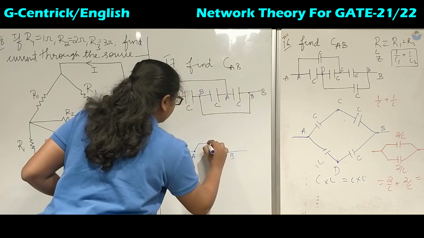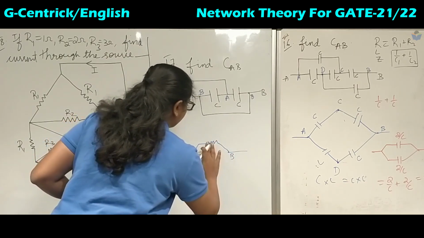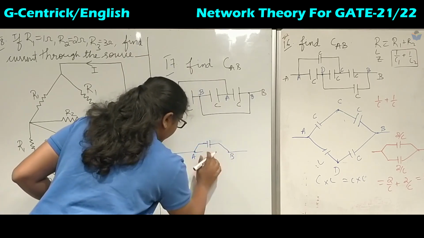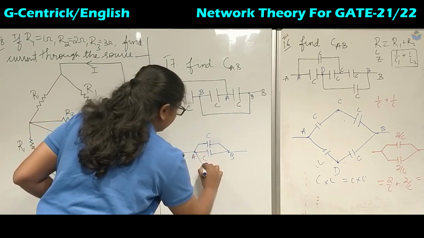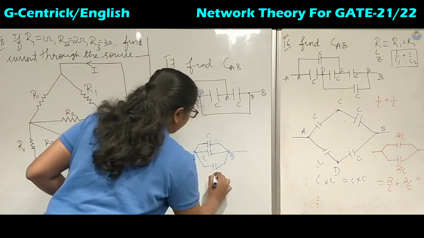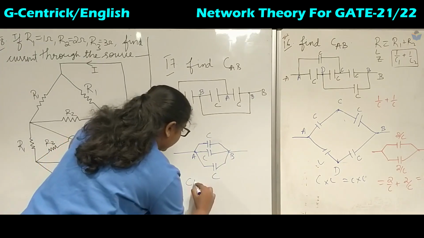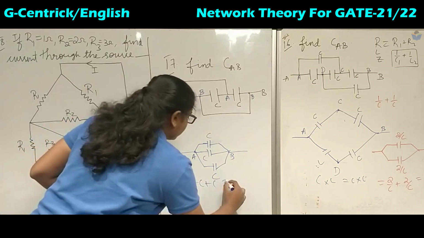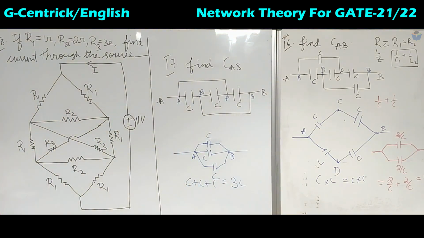Here, this is a resistor, we have to draw a capacitor. So this is C, C and again C. Now these three are in parallel. In parallel, it gets added up, C plus C plus C. So it is 3C. The answer is 3C for this question.